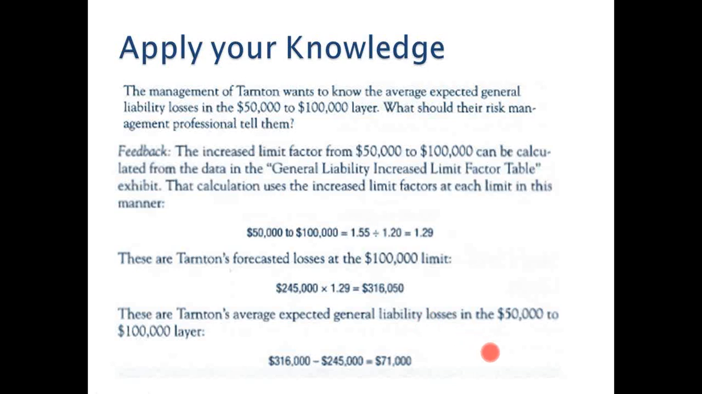So the management department wants to know the average expected general liability losses in the $50,000 to $100,000 layer. So we just did it to the million. Now we're going to do $100,000. What should the risk management professional tell them?